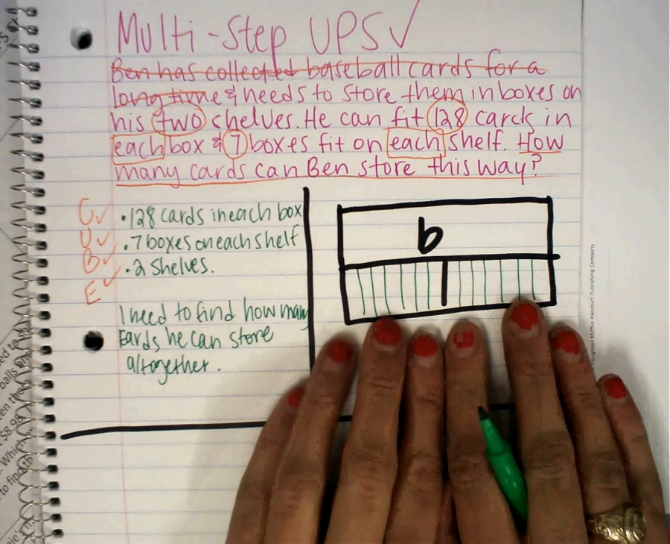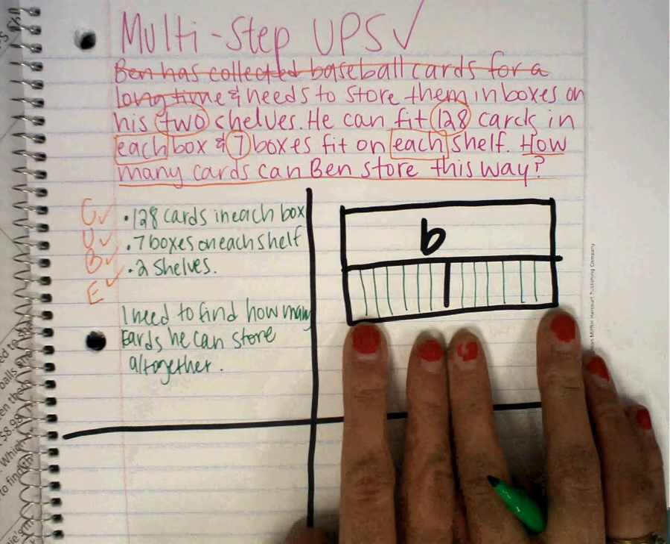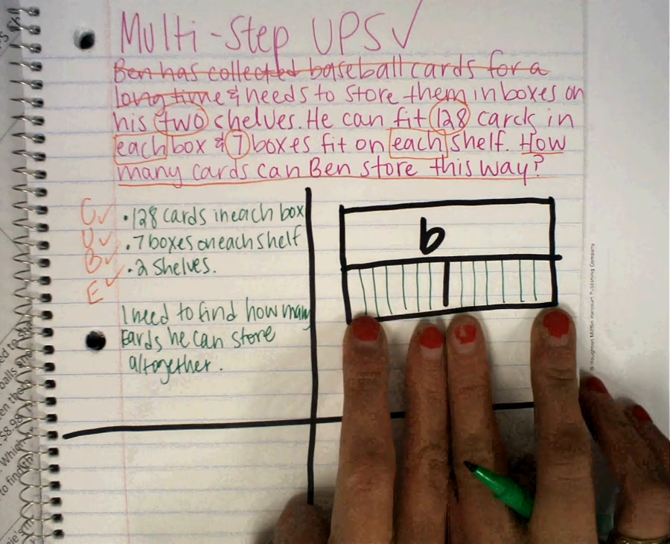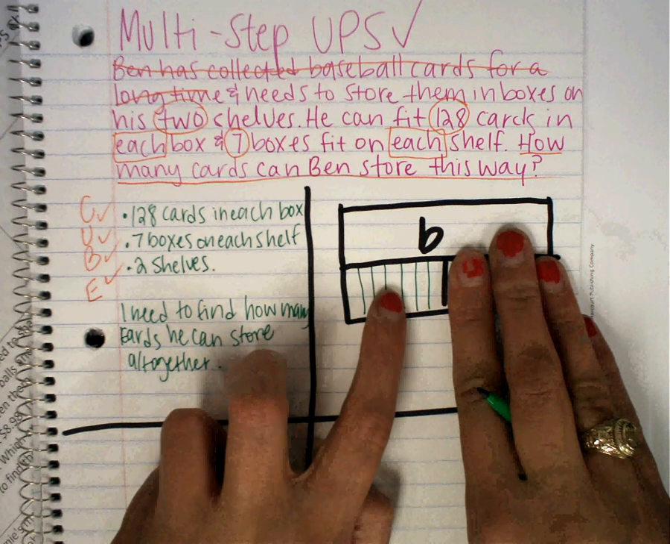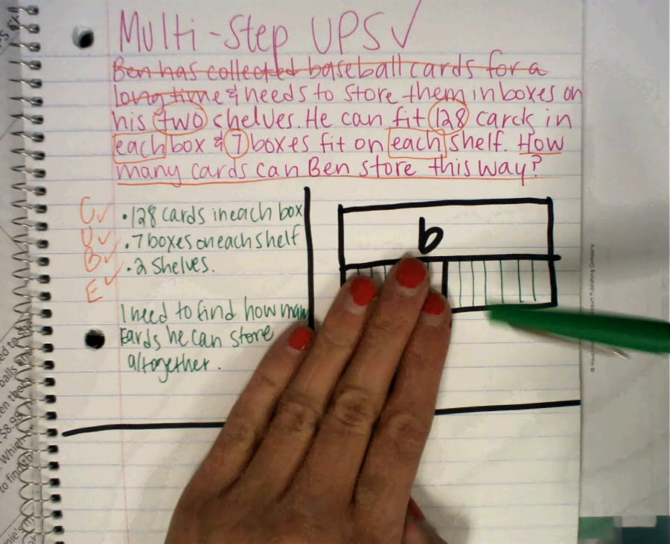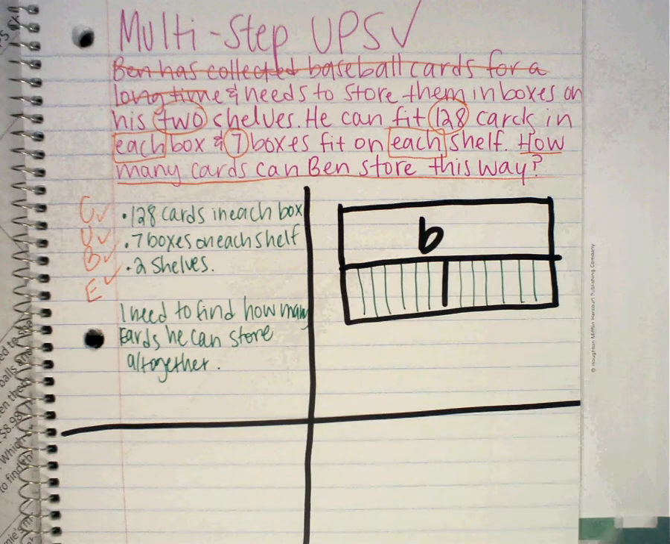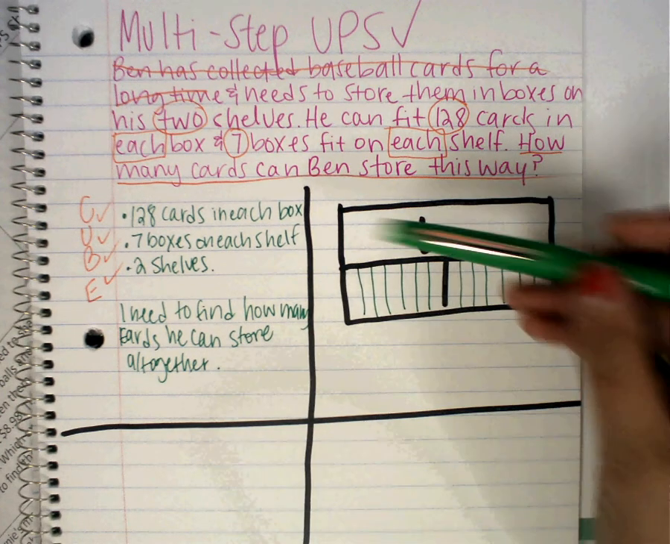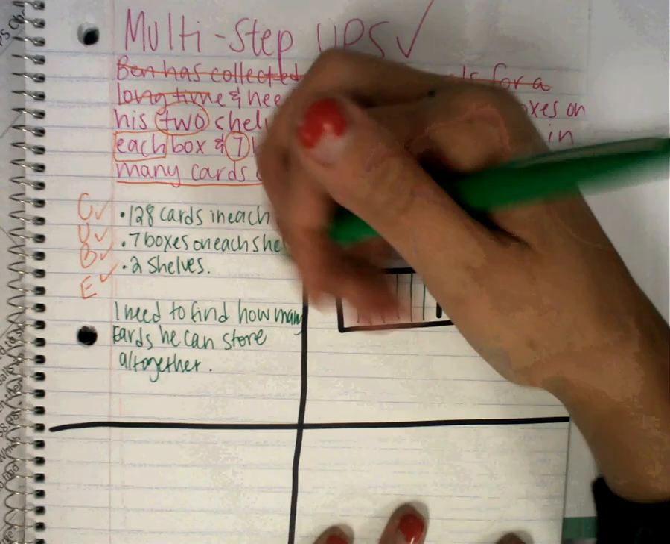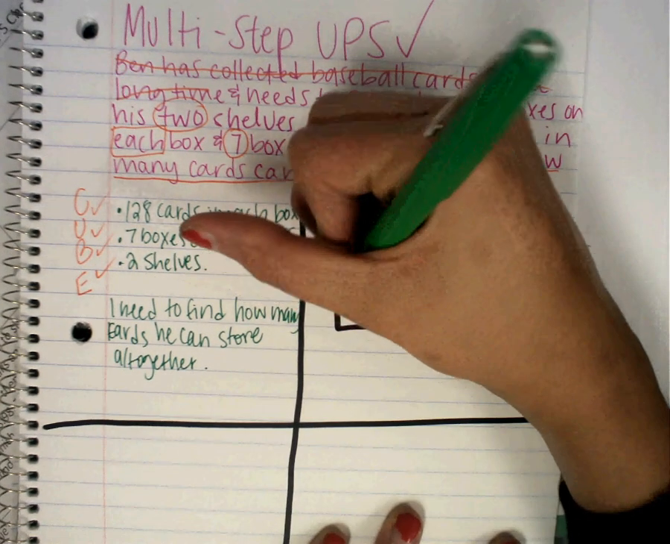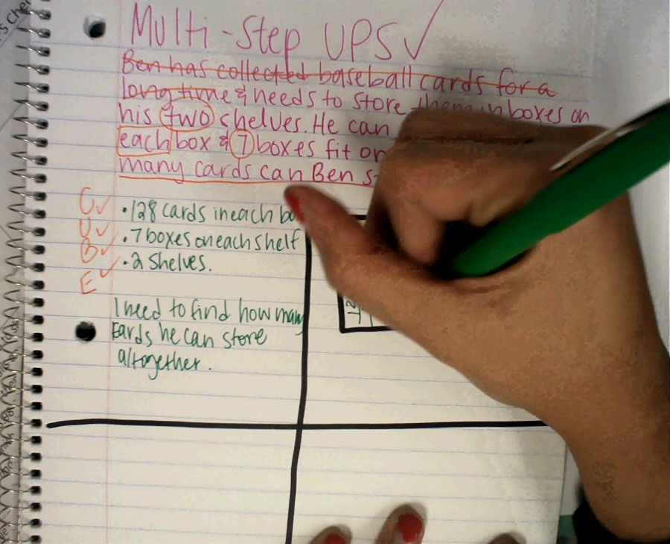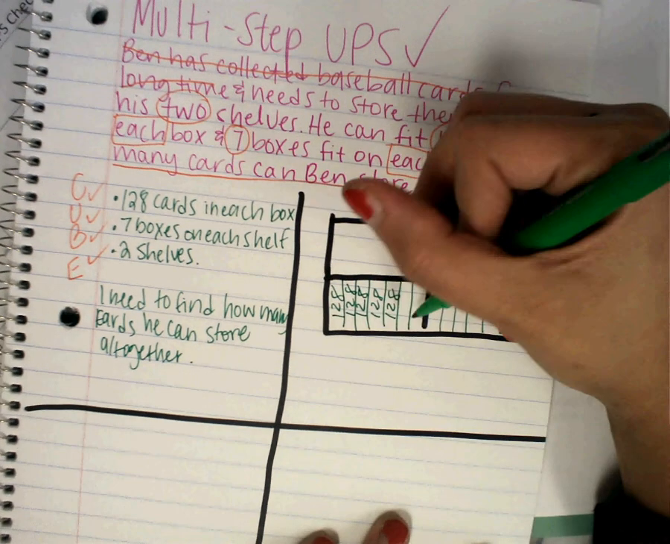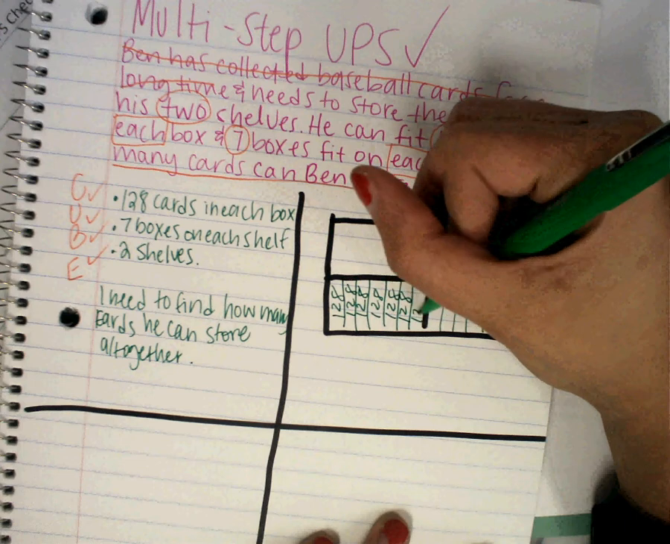I'm saying, okay, here's my 2 shelves. Here's a shelf and here's a shelf. Right? On each of those shelves, there's 7 boxes. That's what each of those slots represents. 7 boxes, right? In each of those boxes, there's how many cards? 128. So we've got 128, 128, 128, 128, and so forth and so on.